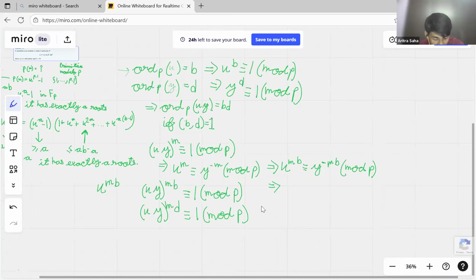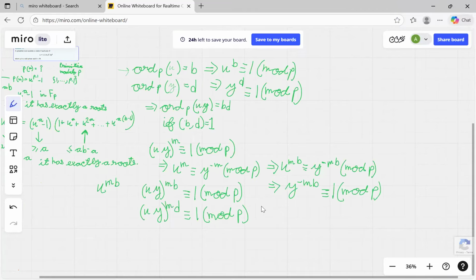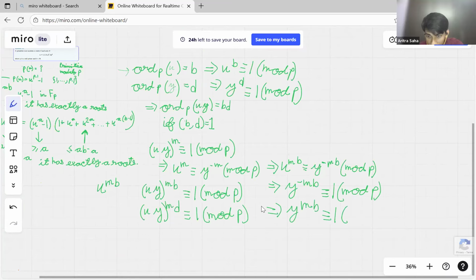So we can just take it as 1. So y to the power, like this is x to the power b, which is 1 mod p. So 1 to the power m is 1 mod p. So y to the power minus mb is 1 mod p. Now just take inverse both sides, so y to the power mb is 1 mod p. So d divides mb, and as b and d are co-prime, d divides m.